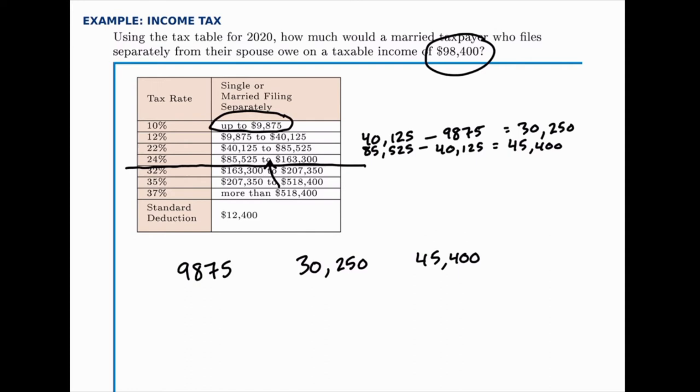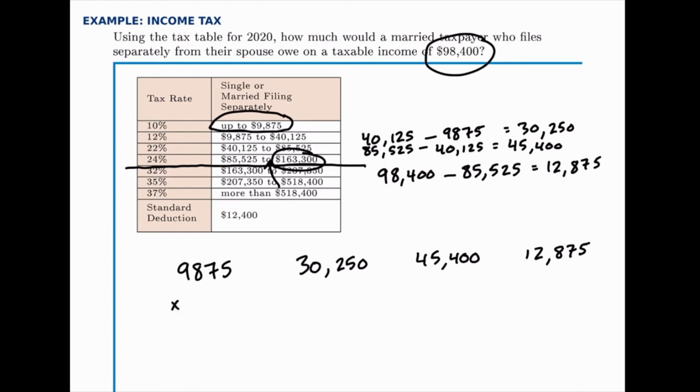And then the last bucket doesn't get filled all the way up. So since they make a taxable income of $98,400, they aren't going to go all the way up to the top end of this last bracket, but they'll just go from $85,525 up to $98,400. So if we subtract those two, we get $12,875. So they divided their taxable income into these four brackets or four buckets, and then each one gets taxed at the percentage that goes with that bucket.